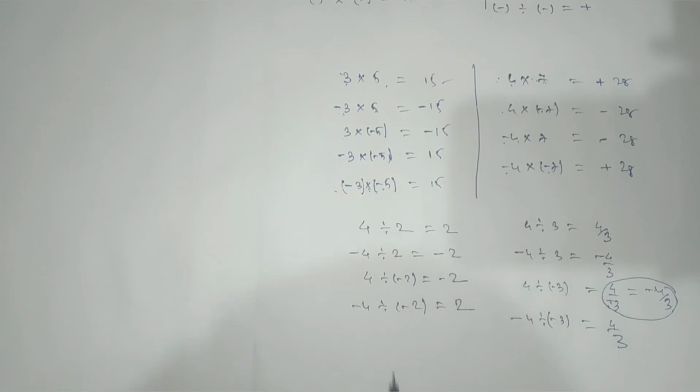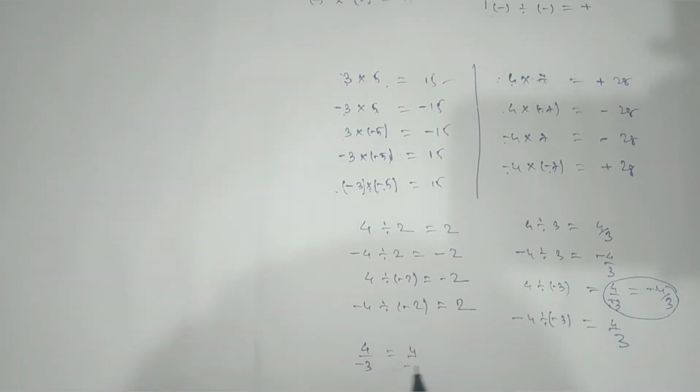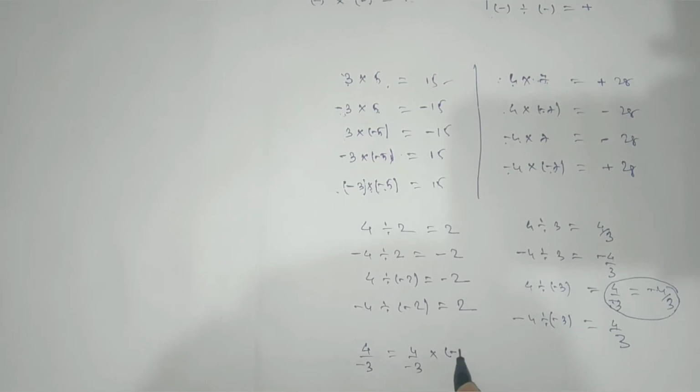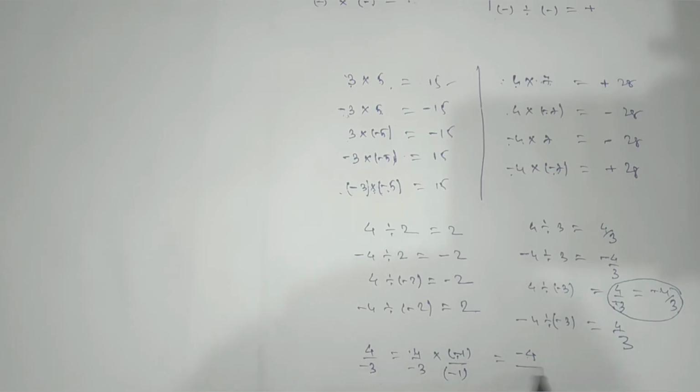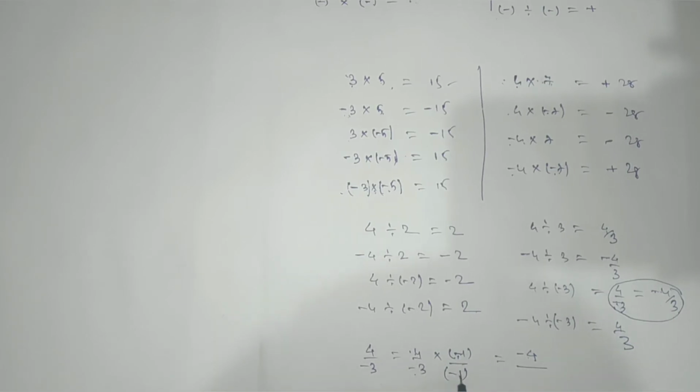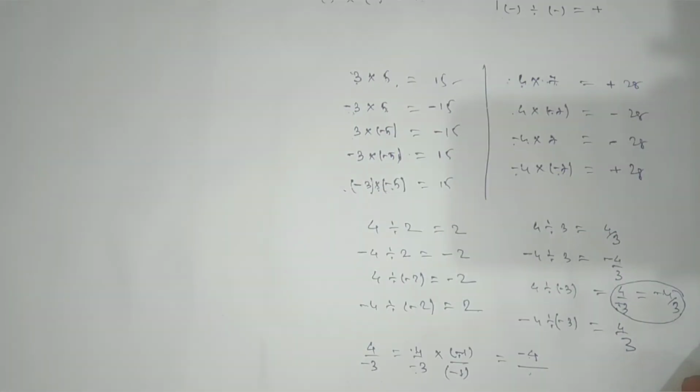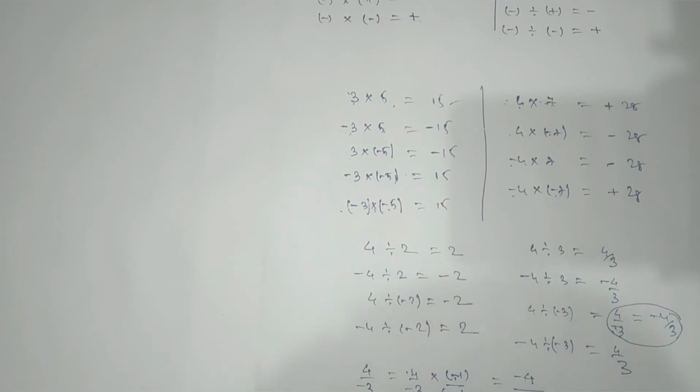So how are you going to get? So here 4 by minus 3, what we're going to do, we'll multiply numerator and denominator by minus 1 to make it standard. Now minus 1 into plus 4 will give you minus 4. Why? Negative into positive will give negative. Negative by negative will give you positive. This law, minus into minus will give you plus. So here we'll get 3.